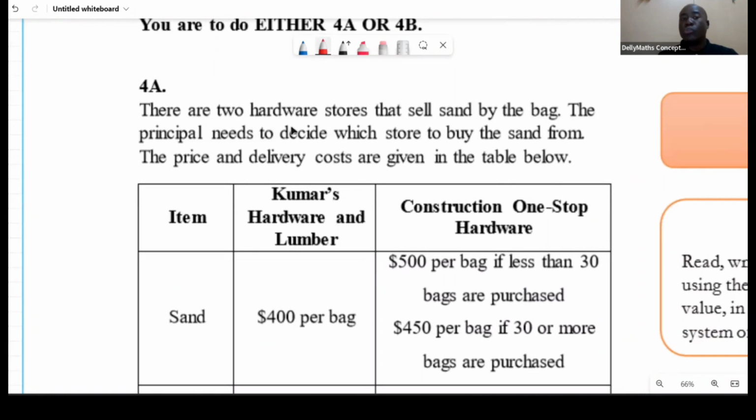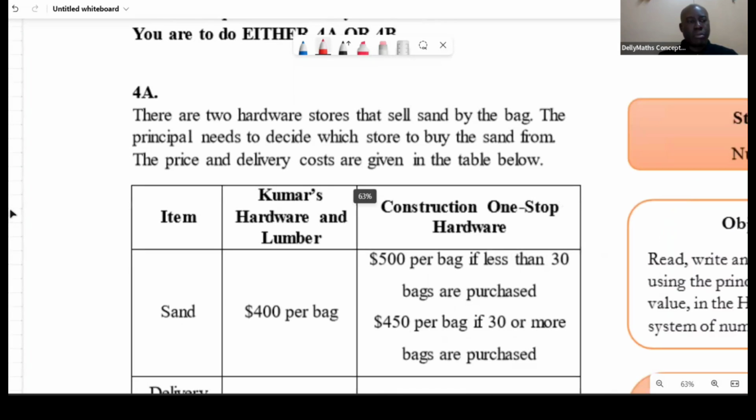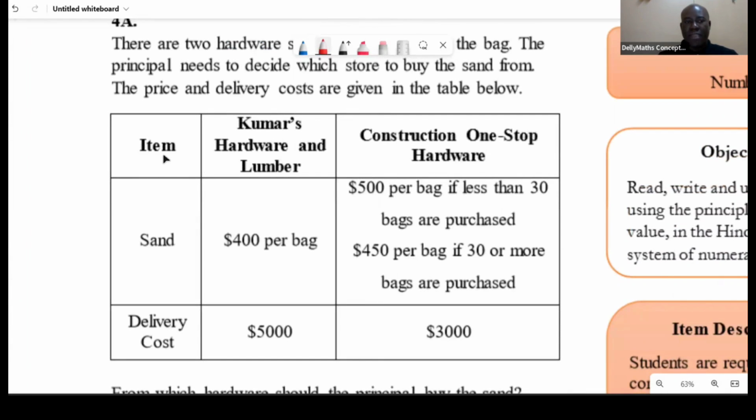It says that there are 2 hardware stores that sell sand by the bag. The principal needs to decide which store to buy the sand from. The price and delivery costs are given below. So here we have the item, sand, delivery. You're looking at the sand and at the delivery of it, so you have to take into consideration every single thing. So let's go to the different hardware stores. We have Kumar's, that's $400 per bag, and the delivery is $5,000.